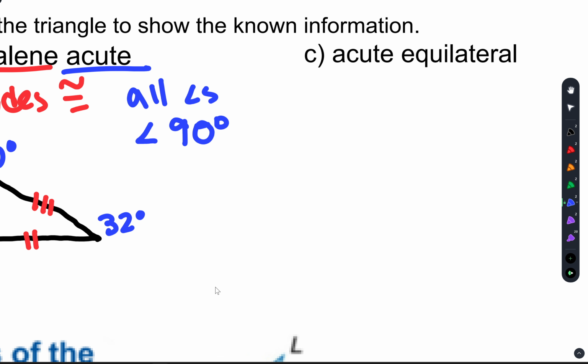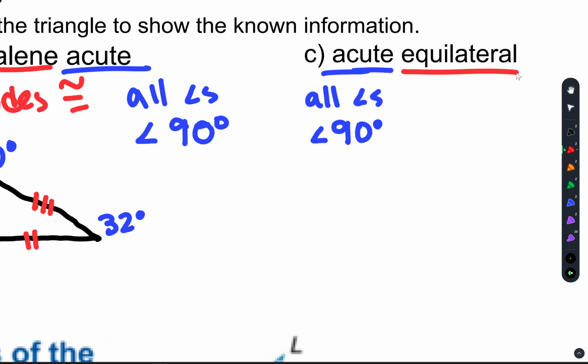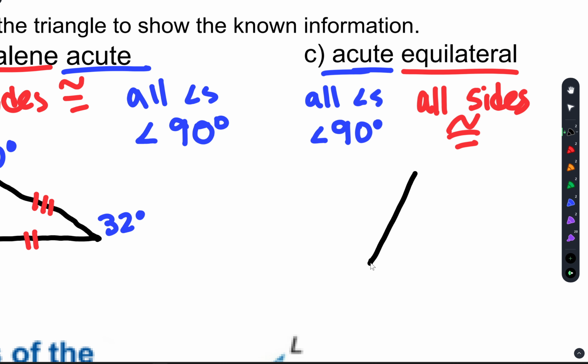Okay, last one. Letter C. Acute equilateral. What does that mean? We already know what acute means. Acute means all the angles are less than 90. What is equilateral? Equilateral means, Casper? Perfect. So let's draw a triangle with 3 of the sides equal.